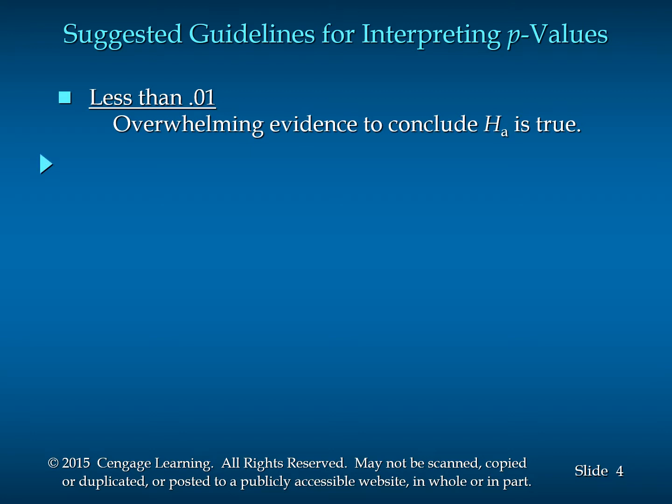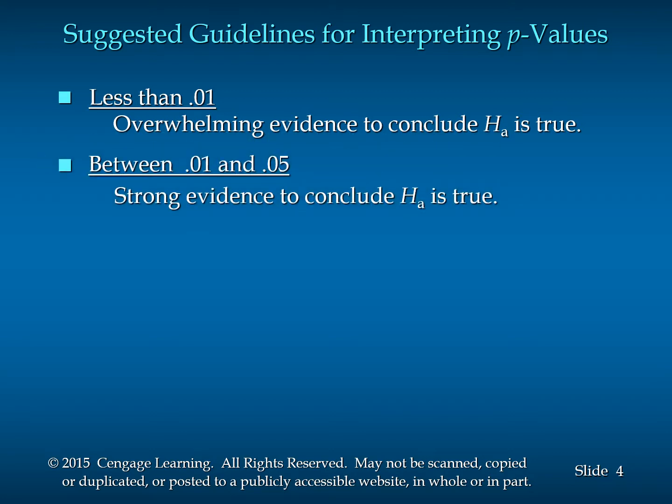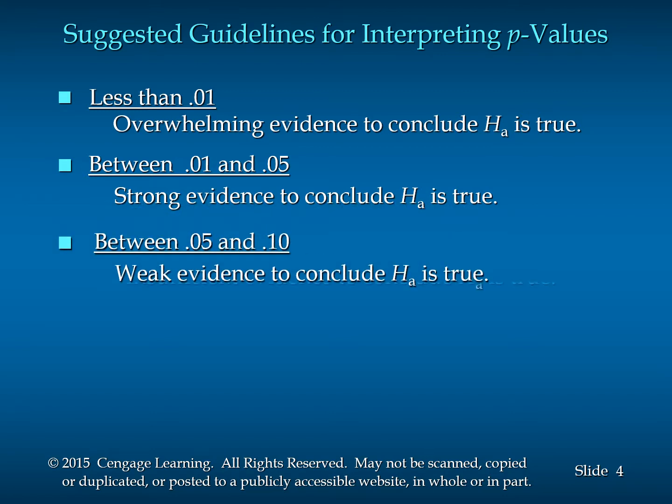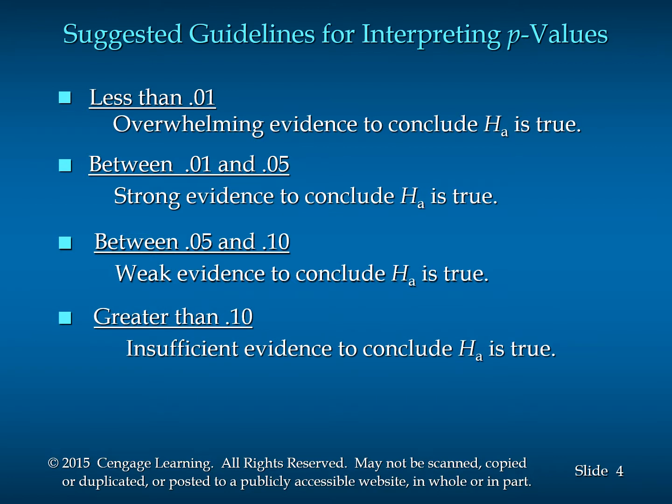Even without knowing the level of significance alpha, there are some simple guidelines for interpreting the p-value. A p-value less than 0.01 means there's overwhelming evidence to reject the null hypothesis and conclude that the alternative hypothesis is true. But a p-value greater than 0.1 says there's not enough evidence to conclude that the alternative hypothesis is true. Therefore, we do not reject the null hypothesis.